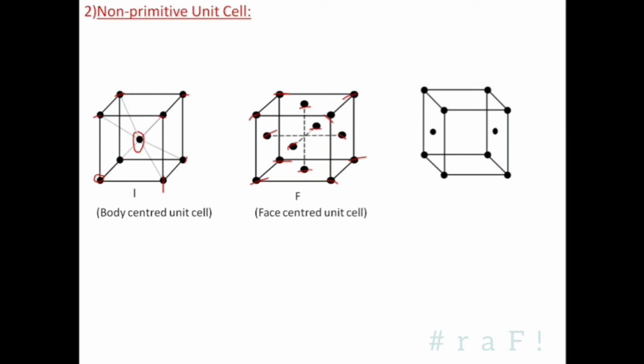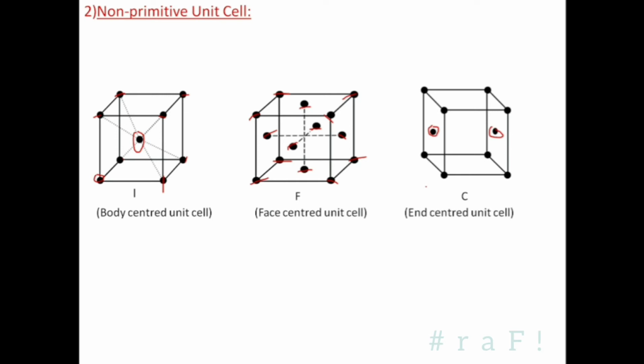And see the third one, that is the end centered unit cell, because in this unit cell lattice points are present at the corners as well as at the sides of the cube. See here, 1 and this one second. There are 2 lattice points at the centers of faces. Such a type of unit cell is called an end centered unit cell and is represented with the letter C.